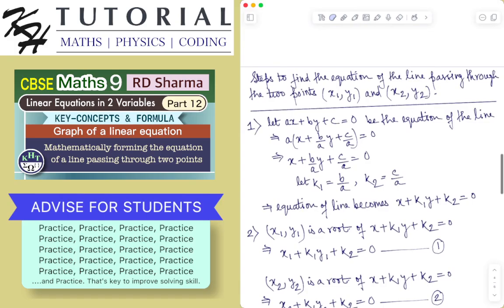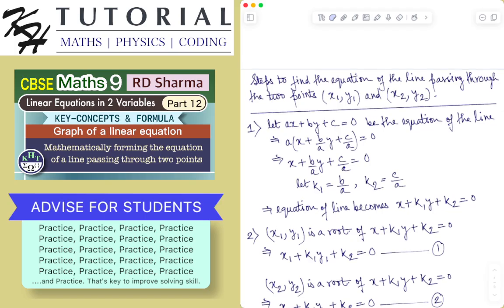So these are the steps to find the equation of the line passing through the 2 points x1, y1 and x2, y2. Let's say the coordinates of the 2 points through which the line will pass are given as x1, y1 and x2, y2, and we have to form the equation of that line. Okay, so step 1: in the standard form, let's consider ax plus by plus c equals to 0 as the equation of the line.